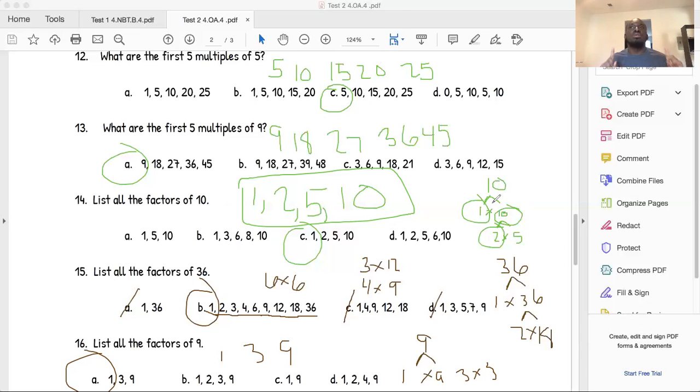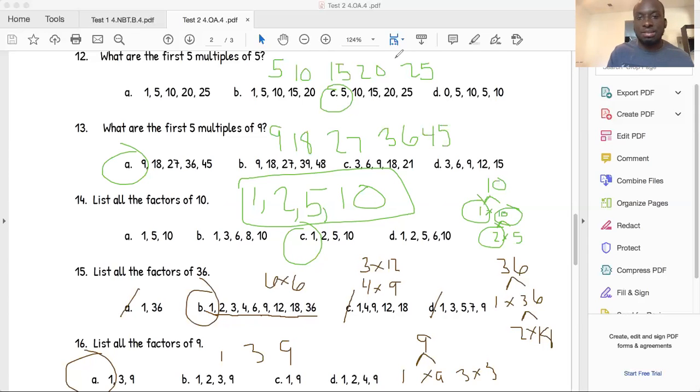Factors are the numbers that you multiply to get the multiple or to make up that fact family. Remember that multiples are what you get when you multiply two factors. Prime numbers, again, are numbers that can only be multiplied by one and itself. Composite numbers can have more than 2 ways to get to that number by multiplying. Product is the answer to a multiplication problem. So we're good on that.